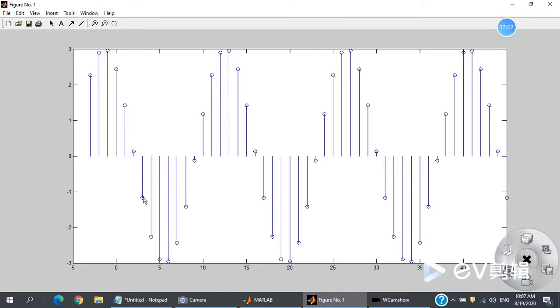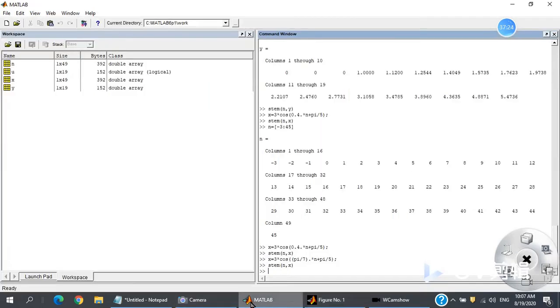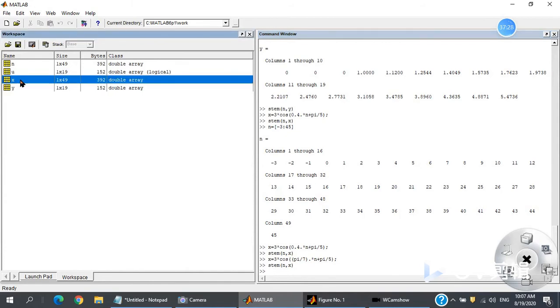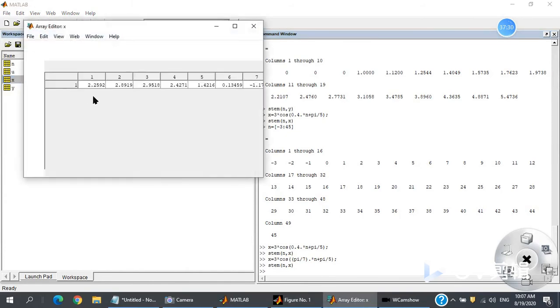You see this value, they are the same. Here's another value, it's just the graph, which will be the same. Maybe you have some error, then you can list the values. Here's x, right? X is here. I double click on it and I see the values.